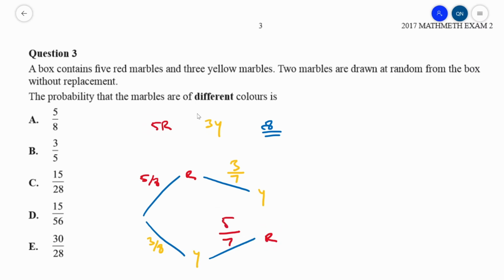Okay, so we're just going to multiply across and then add them together. That gives us something like 5 times 3 plus 3 times 5 divided by 7 times 8. And that's going to be 30 on the top, I believe, divided by 56. And that's 15/28. So that's going to be option C.